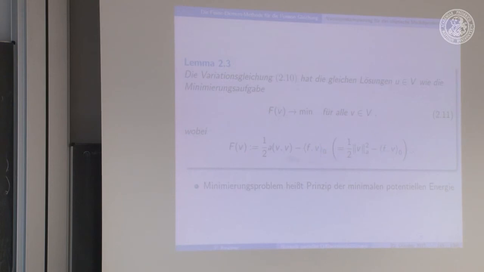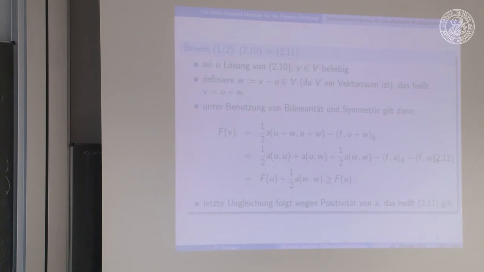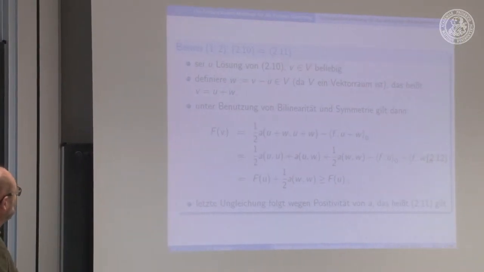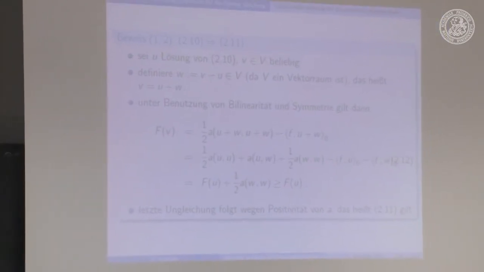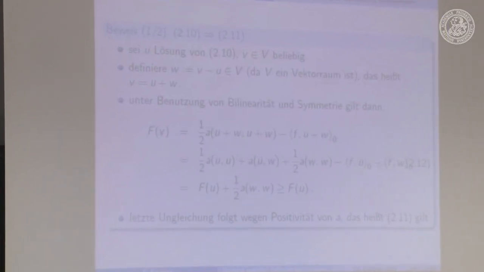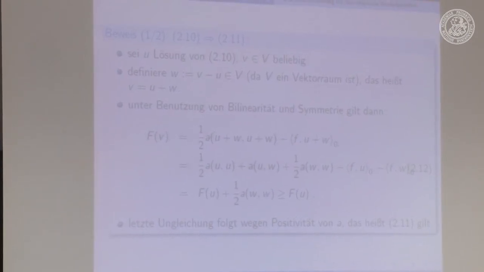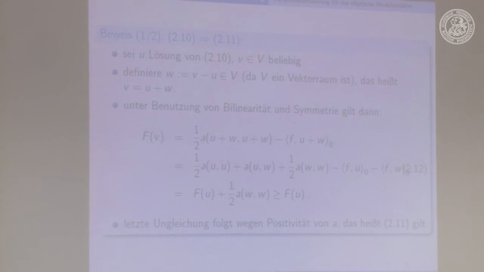And in this mechanical application, this formulation is then called the principle of minimal potential energy. In the specific situation, this is nothing but the potential energy here. Let's do this equivalency proof here. So we have to look at two directions. We first have to start with a solution of the variational equation, show it's a solution of the minimization problem, and vice versa.